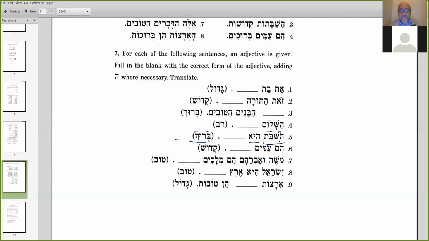So what's going to happen here? We're going to have a bet, a resh, a shurik, a chaf, and here it is. Here's the pattern, kametz hey. So we have ha-Shabbat, hi, baruka, and so the Sabbath is blessed. Literally, it says the Sabbath, it is blessed, but we don't usually pronounce that part in English, so we simply simplify it down to the Sabbath is blessed.